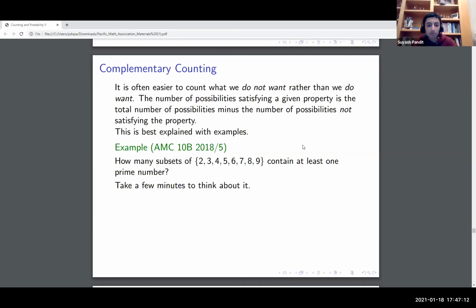So, fairly recent problem, AMC 10B 2018, problem 5. How many subsets of 2, 3, 4, 5, 6, 7, 8, 9 contain at least one prime number? Take a few minutes to think about it. If you don't get it right away, that's okay. We'll show what complementary counting is in this problem and how it's useful. But go ahead and take a moment to think about it.